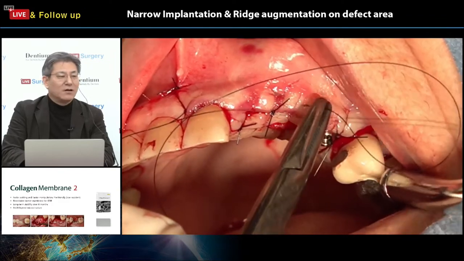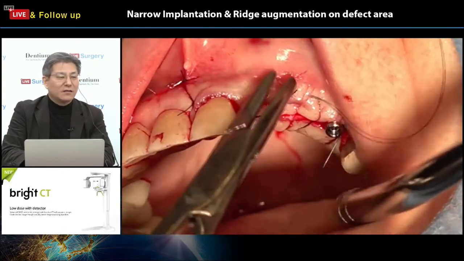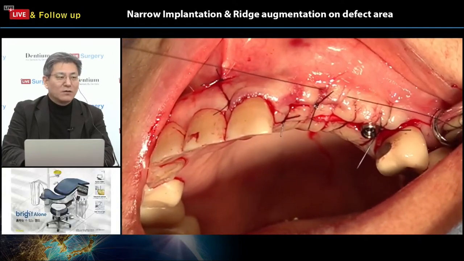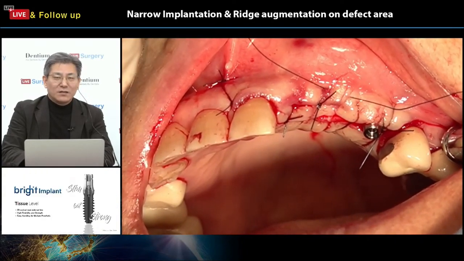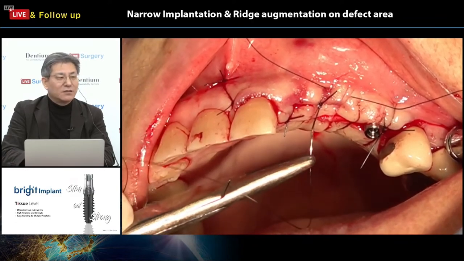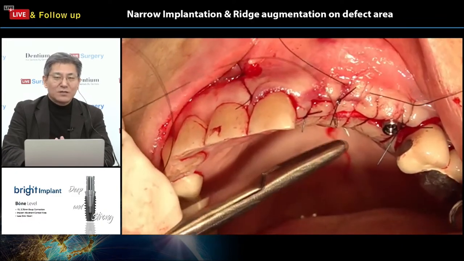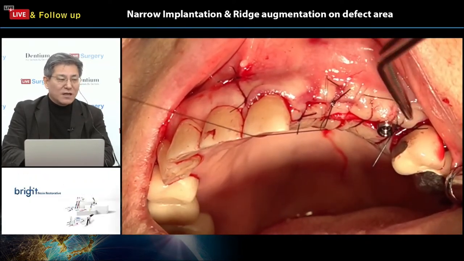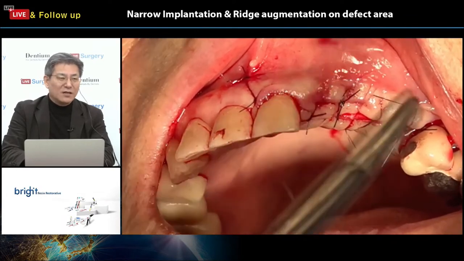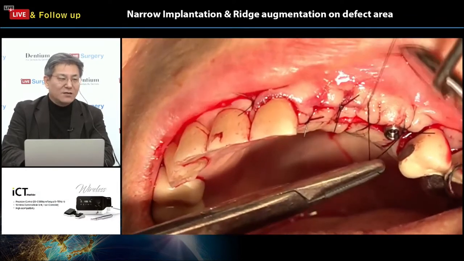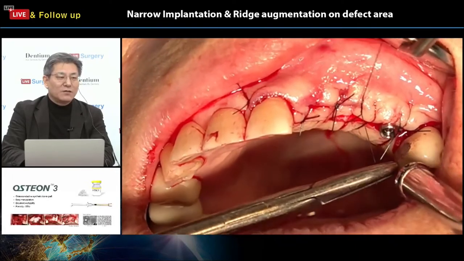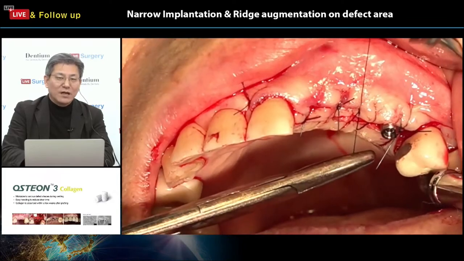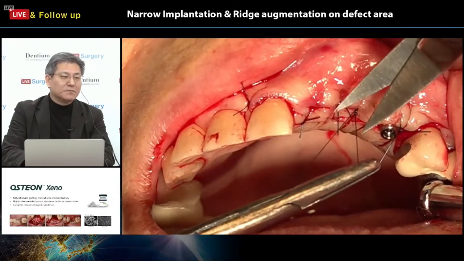I believe this GBR site will show us good bone quality about 6 months later. 4 months is too early, and 6 is a standard, as you know. If you want more implantation at this site, you can do it at that time.